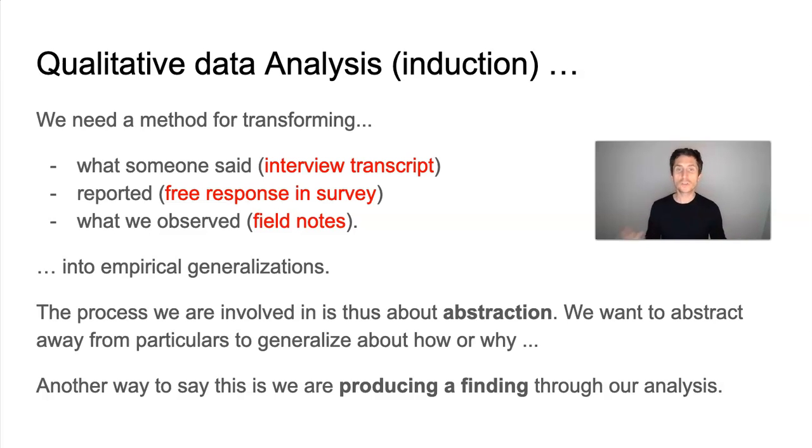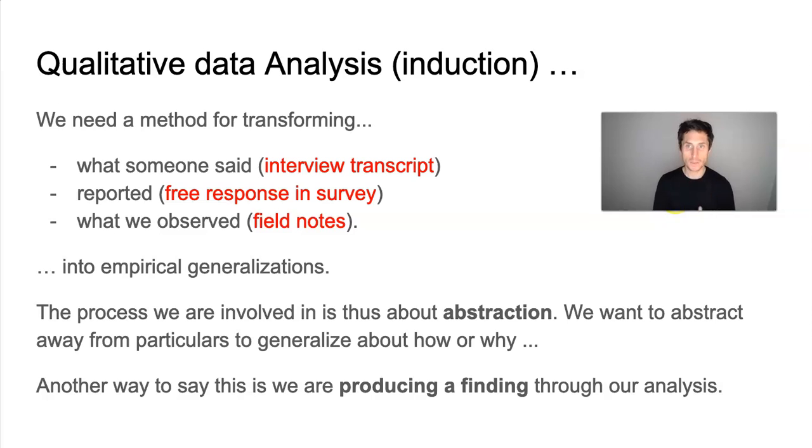And when we're going to do this in a textual way, we're oftentimes going to start to code our data. That is, we're going to apply names to the patterns that we're seeing as a set of codes. So as our slides say here, another way to describe what we're doing is that we're trying to produce a finding. That is, we're trying to come to a generalization.